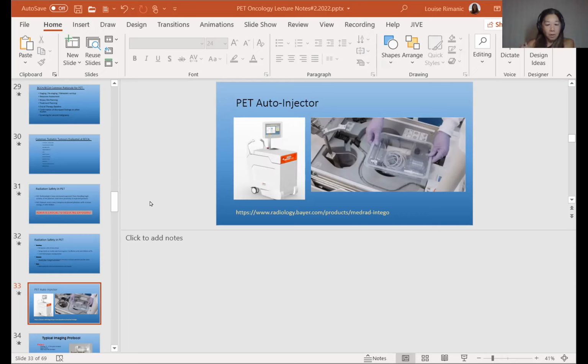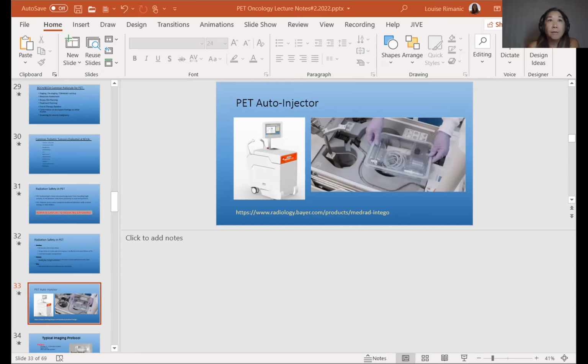Okay, so let's talk a little bit about a typical imaging protocol. So again, in terms of the patient, fasting 4 to 6 hours, making sure that their blood glucose levels are good, and then we inject the tracer, have them in a nice warm room, sitting nice and quietly, and then we scan them 60 plus or minus 2 minutes later.